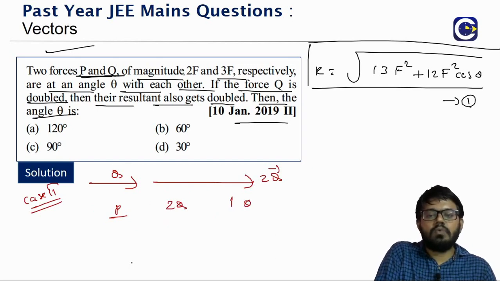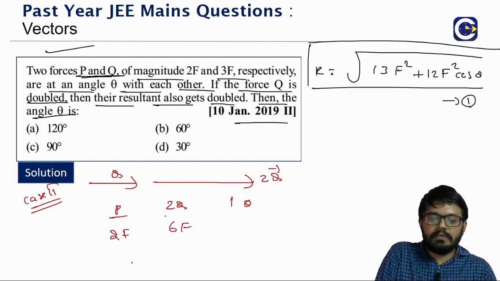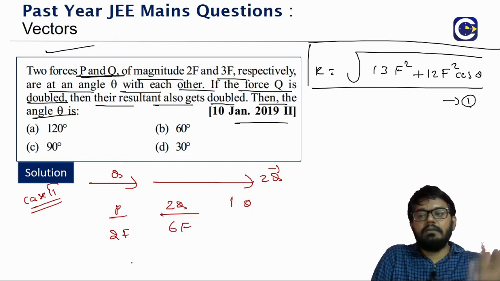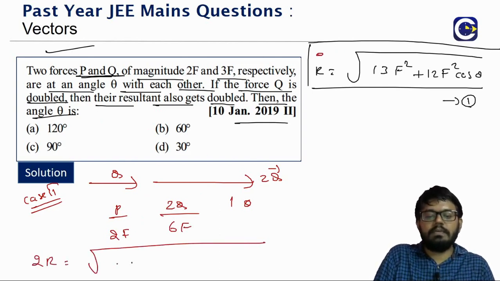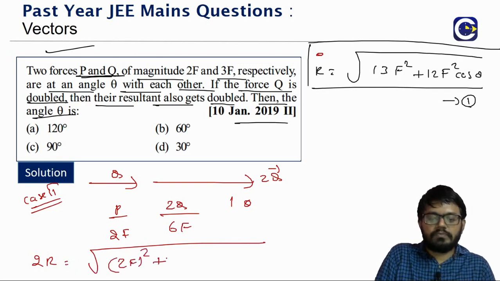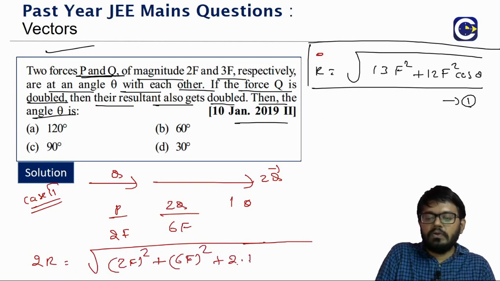P and 2Q: P is 2F, and 2Q becomes 6F. Their resultant is double. If the original resultant is R, now it is 2R. 2R is the root of 2F squared plus 6F squared plus 2 into 2F into 6F into cos theta.